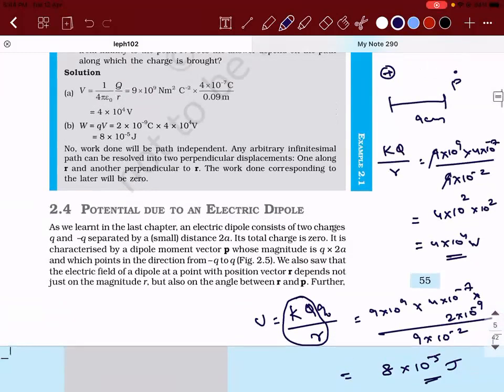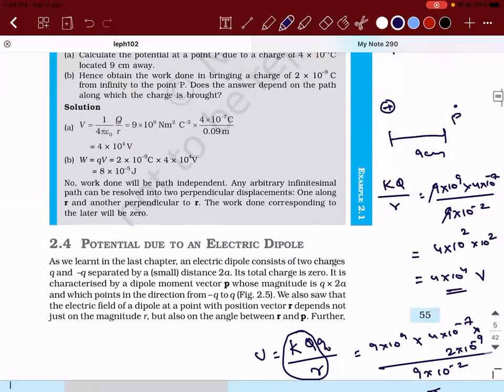Where are you saying here? No, it is V only. When I was writing, the screen moved. It is volt. 40,000 volt. Okay, they asked some other question.